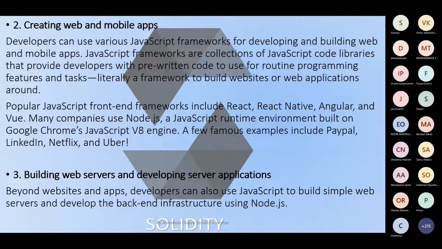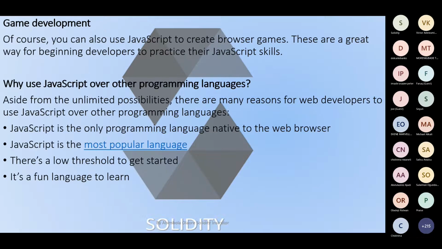A few famous examples include PayPal, LinkedIn, Netflix, and Uber. Number 3, building web servers and developing server applications. Beyond websites and apps, developers can also use JavaScript to build simple web servers and develop the back-end infrastructures using Node.js.